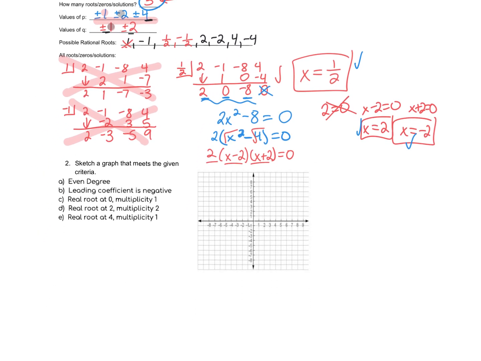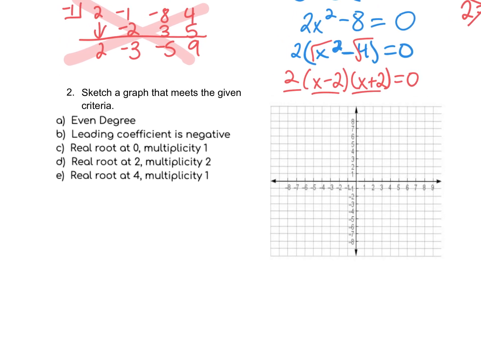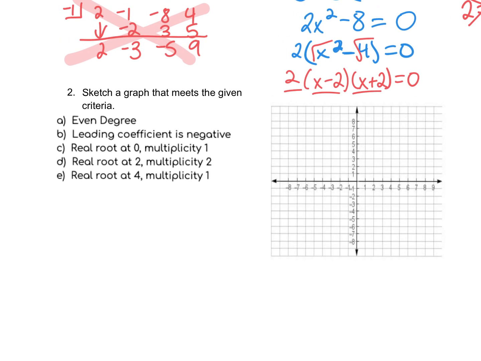Okay, next one, sketch a graph that meets the given criteria. So this is what we did last class with our sketches, okay? A and B are going to tell me how this begins and ends, right? That end behavior. So left and right. Where are my arrows going?